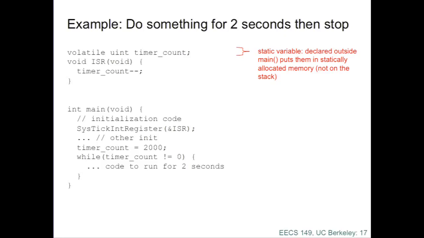This variable is also a global variable, so it's visible within any procedure. Consequently, the interrupt service routine can see the variable, and so can the main procedure. What the main procedure does is the initialization for the interrupts, then it loads the number 2000 into timer count, and then it goes into a while loop that will wait until the timer count is 0, it'll execute some code. And then it'll fall through to something else.